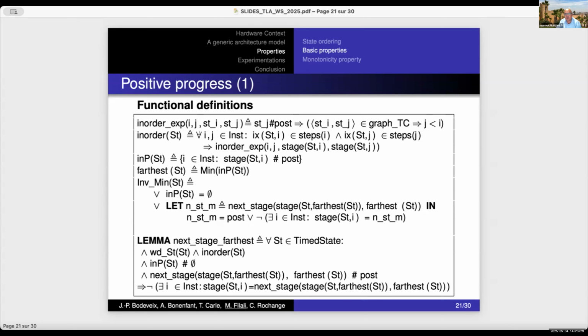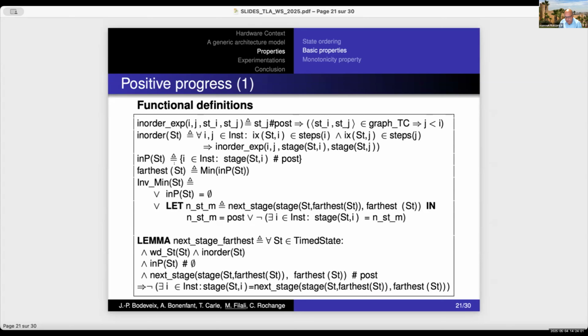And if we suppose that the move on the pipeline is in order, that is, an instruction does not overtake a younger instruction over the pipeline, that this is a property of the pipeline, then the idea is that if we consider the farthest instruction in the pipeline, then this farthest instruction will always move.